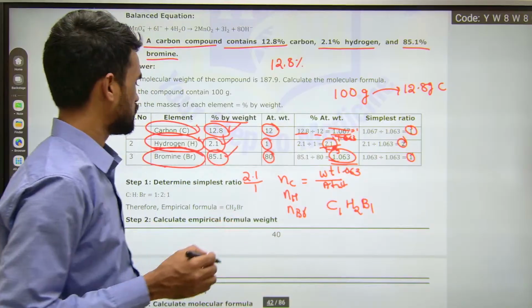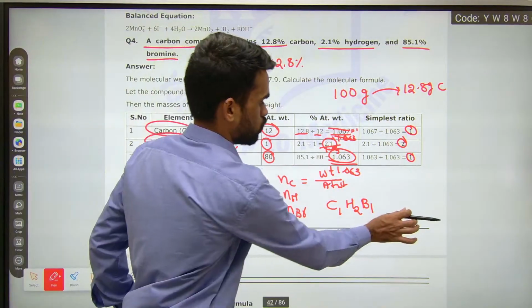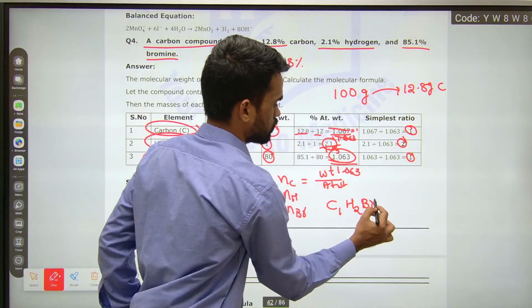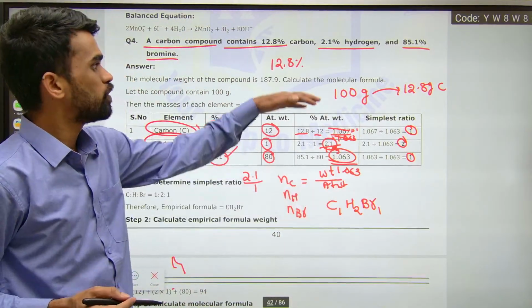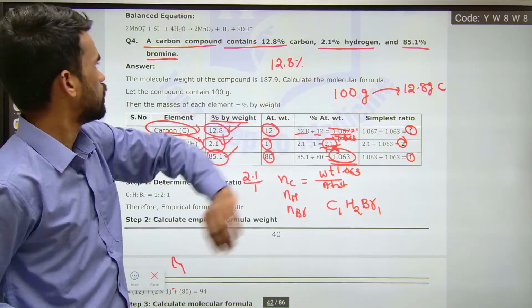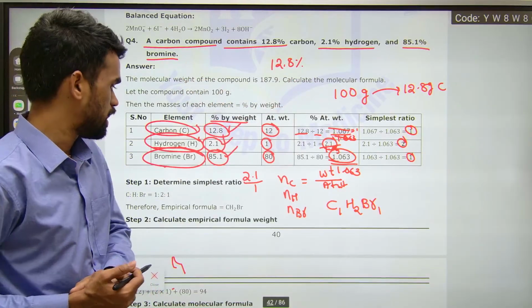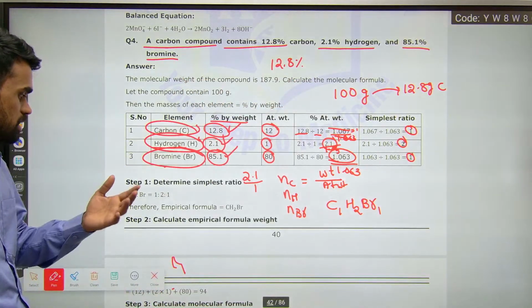Like this we are getting the formula. See, bromine is 1. So this is the empirical formula we got from the data quantities they have mentioned. That's it, this is the empirical formula.